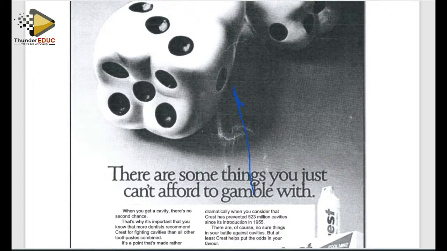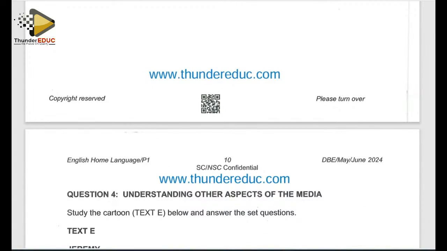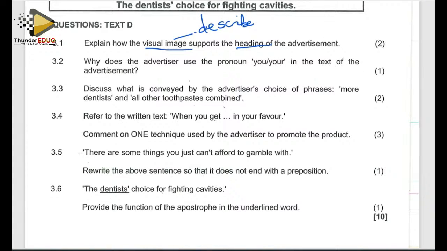When you take a gamble with your teeth or your tooth, it means that you will end up having cavities and it looking this way. So you had to make a connection between the two. Please make sure you underline your keywords in your question and try to find out what are the two things that I'm going to talk about. Supports, visual, heading, must be specific.